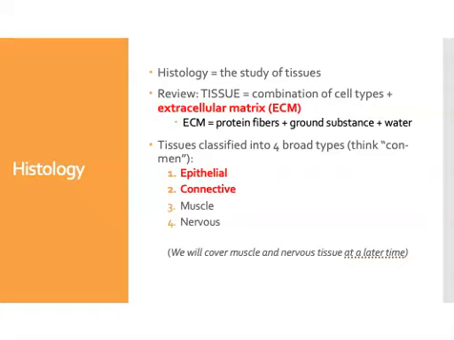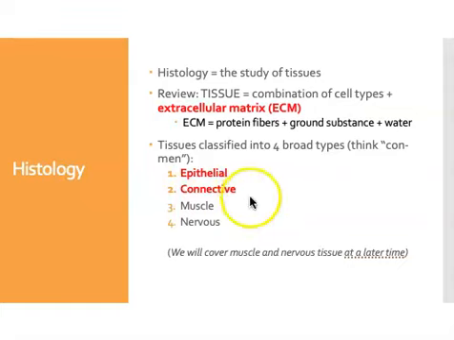There's a little device that people use to help remember the 4 tissue types in the body, and it's the word con-men. Con is for connective, and men is for muscle, epithelial, nervous. So just a little device to help us remember the names of the 4 kinds of tissue.